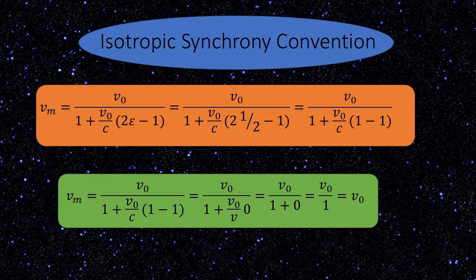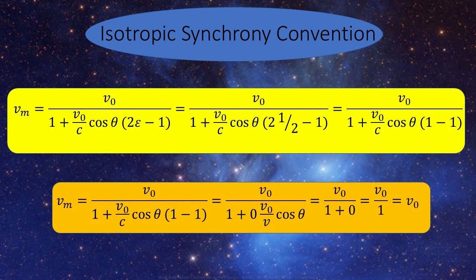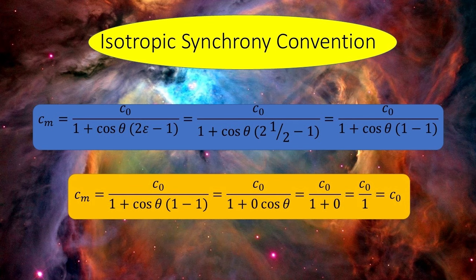In fact, we've actually observed an object apparently traveling towards us at a speed faster than the speed of light. Its proper velocity would have been very close to the speed of light, but still sublight. The same thing goes for the generalized formula for the relationship between measured velocity and proper velocity for all directions. Within the Isotropic Synchrony Convention, the measured velocity is always the proper velocity. It also produces the same results for the relationship between the measured speed of light and the proper speed of light, where the measured speed of light always equals the proper speed of light regardless of direction.